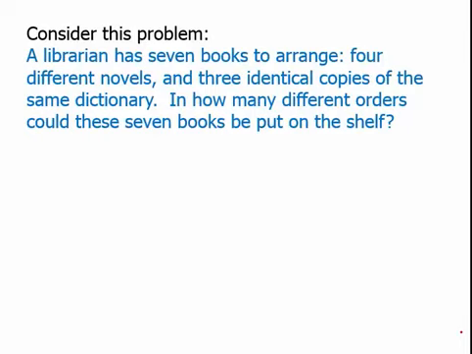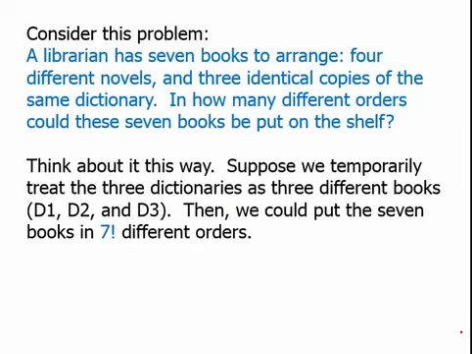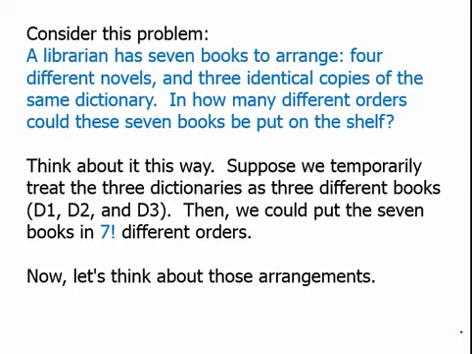Okay, a librarian has 7 books to arrange: 4 different novels, and 3 identical copies of the same dictionary. How many different orders could these 7 books be put on the shelf? Well, think about it this way. Suppose we temporarily treat the 3 dictionaries as 3 completely different books. We'll call them D1, D2, and D3. Then we could put all the 7 different books in 7 factorial different orders.